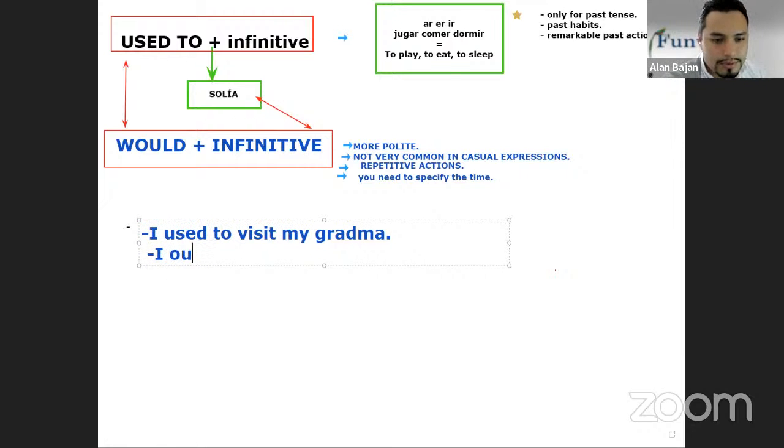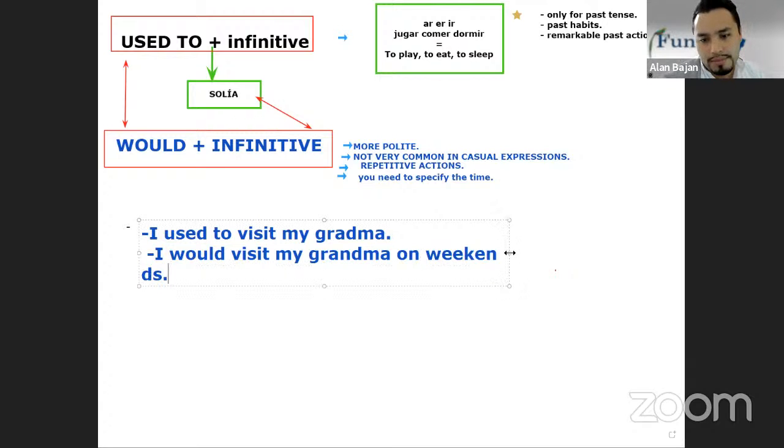I would visit my grandma on weekends. And very important, it's only would plus infinitive. Here, it doesn't count the preposition to. En would no la usamos. We don't use the preposition to in would. And what's the meaning of this? The same as solía.